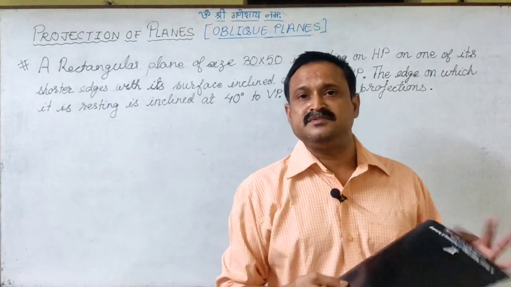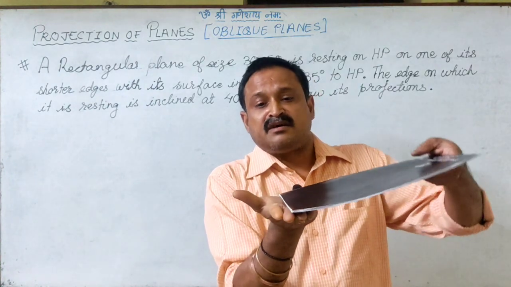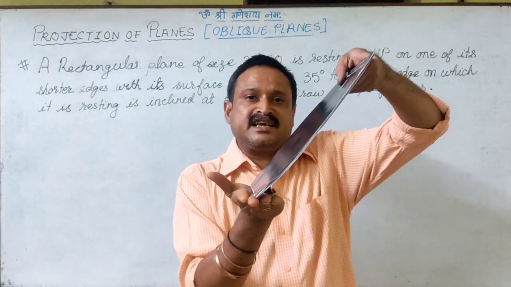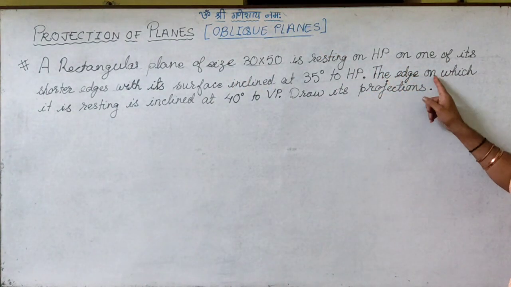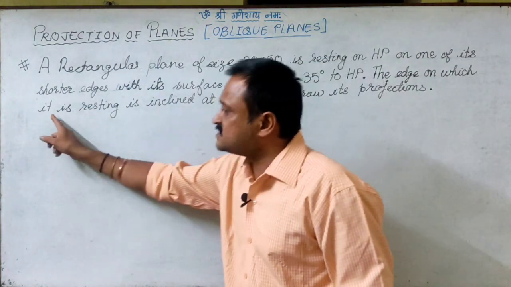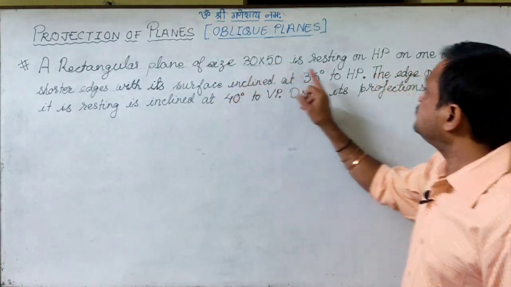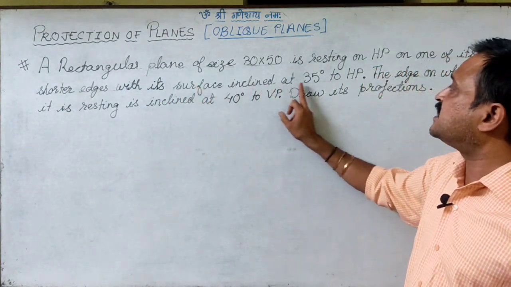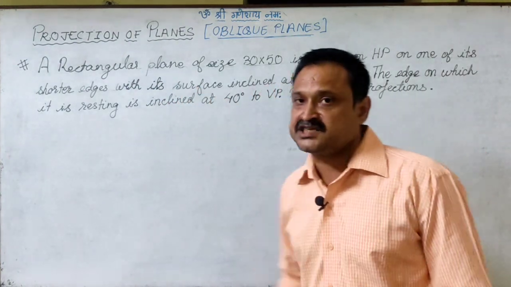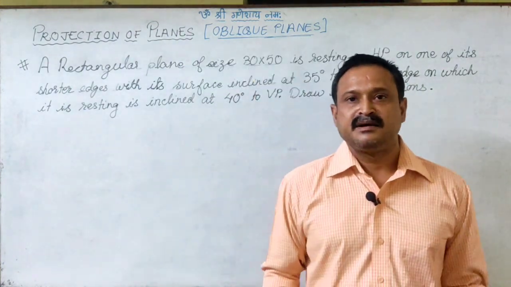If my palm, let us say, is the HP, then it is resting on HP on one of its shorter edges, right? Now we are talking about the second inclination. This is the first inclination, which is the surface inclined at 35 degrees to HP. So one inclination is the pure surface inclination mentioned.